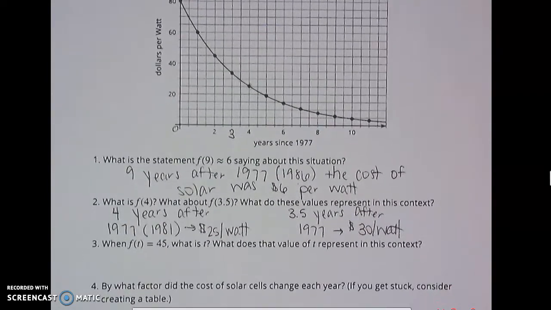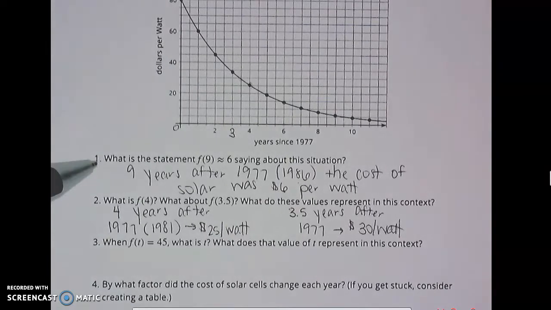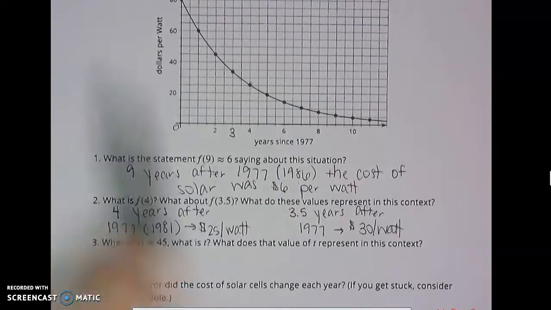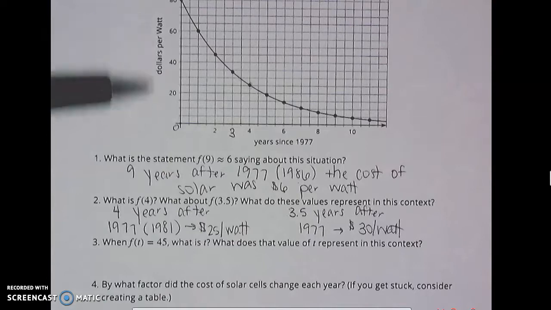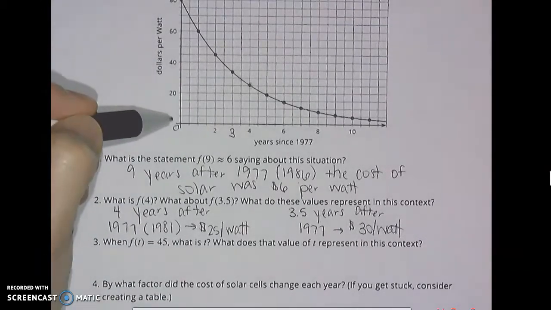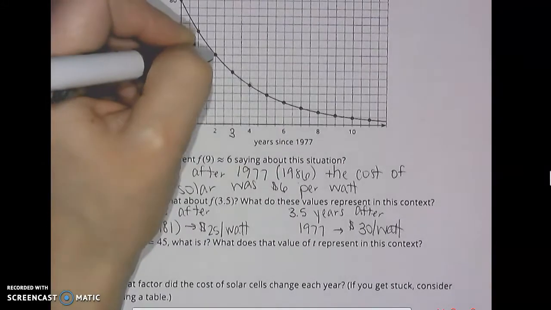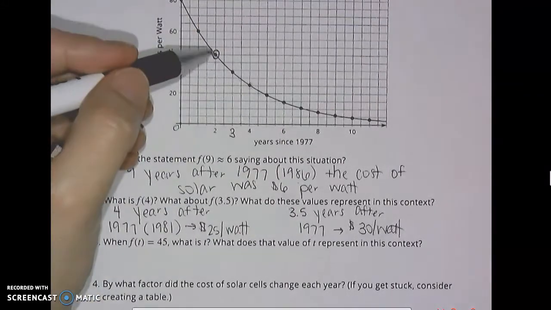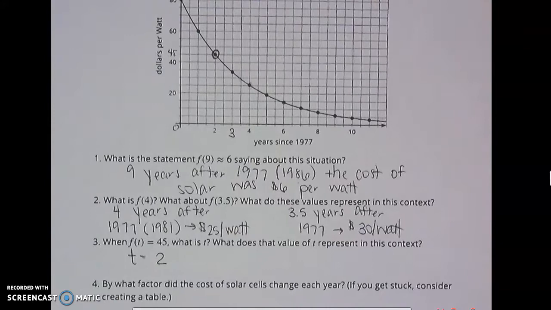Okay. Next question says, when f of t equals 45, what is t? So in these previous questions, we had an input. We knew how many years it happened. We were trying to find what the dollar per watt was, the output. Now they're giving us the output of 45. So we need to figure out where 45 is on this y-axis. So as I'm going up here, remember you're counting by 5s. Here's 45 right here. So we're going to follow that across until we get to this point. This point, following it down, we know that t equals 2. Okay? That's the x-coordinate of that, or the input value of that point.